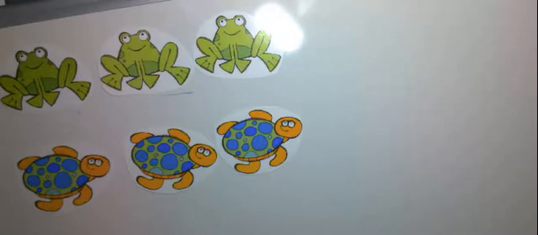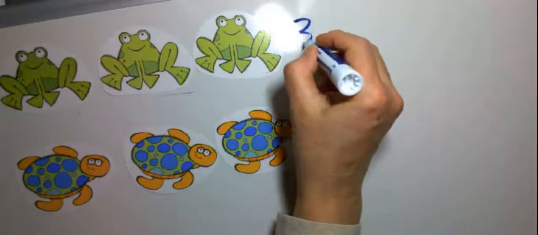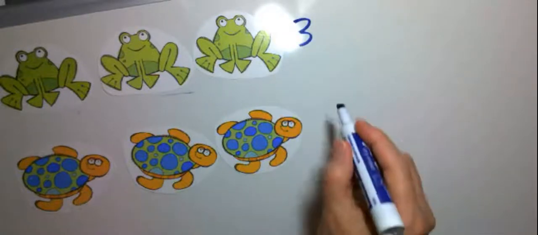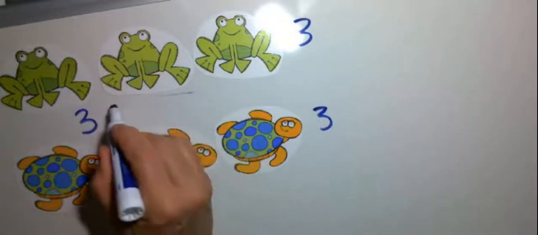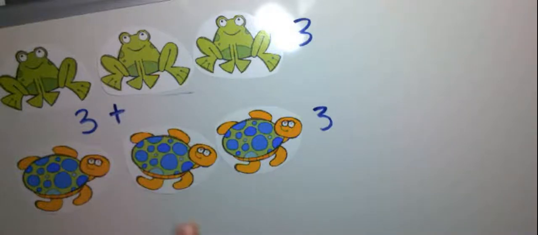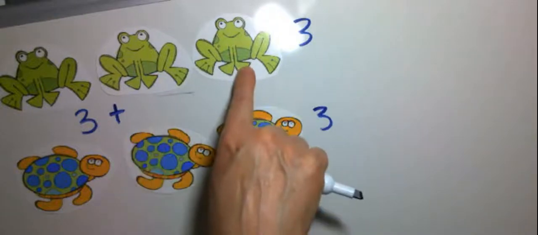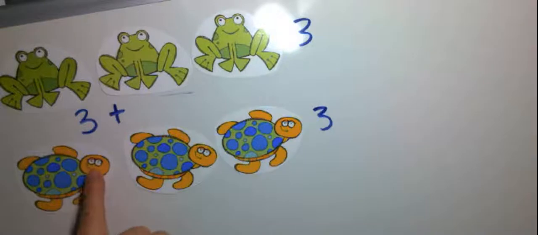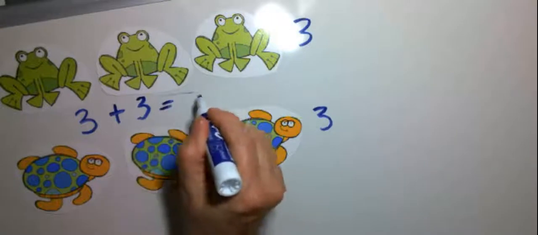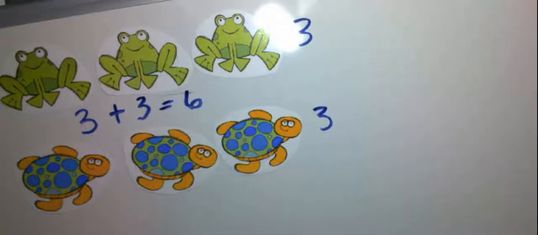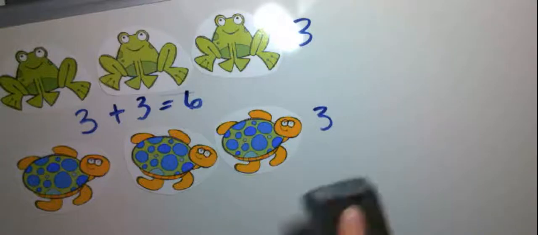So what we need to do is we've got 3 here and 1, 2, 3 here. We can add. When we want to know how much something is all together, that means we have to add those numbers. So I'm going to put 3, and when you add, you use the plus sign. So 3, we have 3 here and 3 here. So let's start right here. We know this is 3, and let's add on 3, 4, 5, 6. So 3 plus 3 equals 6. Great job.